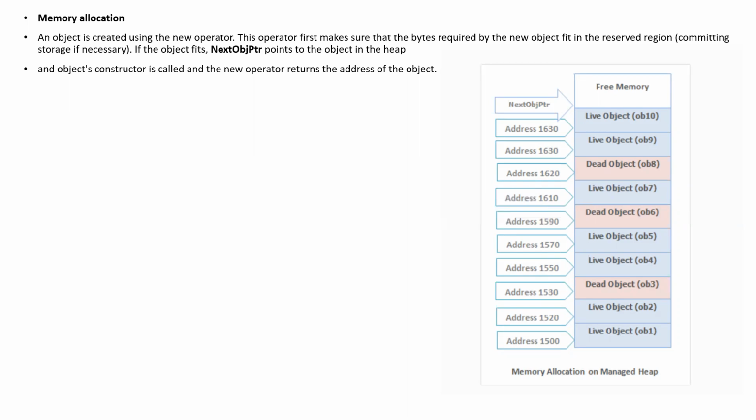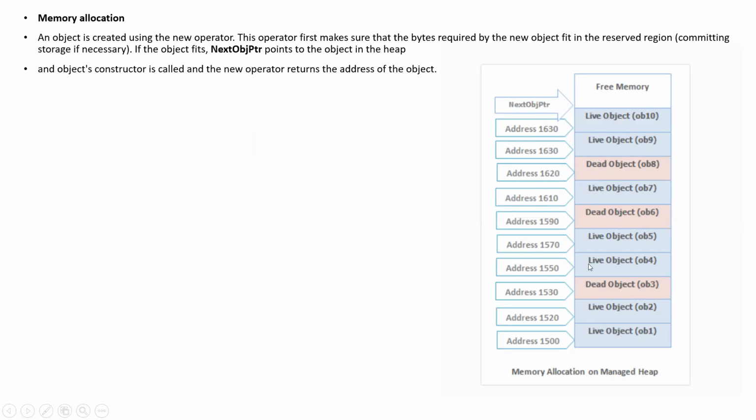If space is available in the reserved region and the object fits, then the next object pointer, which is nothing but a reference to your object address, points to the object in the heap. After the object's constructor is called, the new operator returns the address of the object. It is stored so that it can be recognized faster when you assign or get the value from the object. This is how the heap memory allocates these addresses. This address belongs to this object.